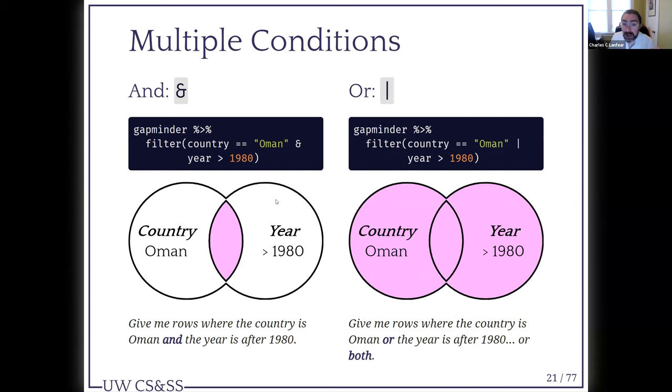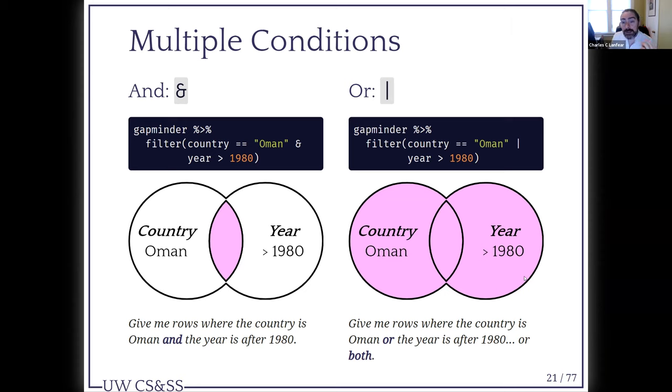Alternately, I could use the OR operator. If I say, take the gapminder data and then filter so that the country is Oman or the year is greater than 1980, I'm going to get every observation where the country is Oman, regardless of the year. And I'm going to get every observation where the year is at least 1980, regardless of the country.